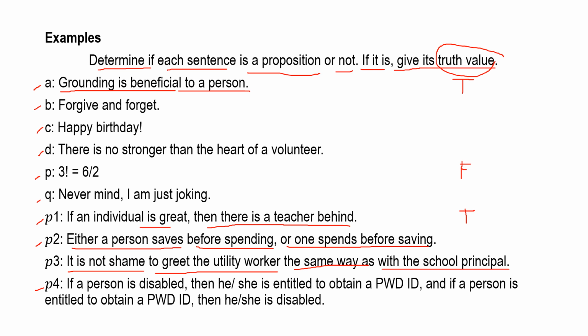And for your P sub 4: if a person is disabled, then he or she is entitled to obtain a PWD ID, and if a person is entitled to obtain a PWD ID, then he or she is disabled. Yes, it is a declarative sentence which by law is true, because there are guidelines being given for a PWD. So this is a good example of a proposition, because by law it is a true statement. Meaning, the truth value of this one is true.